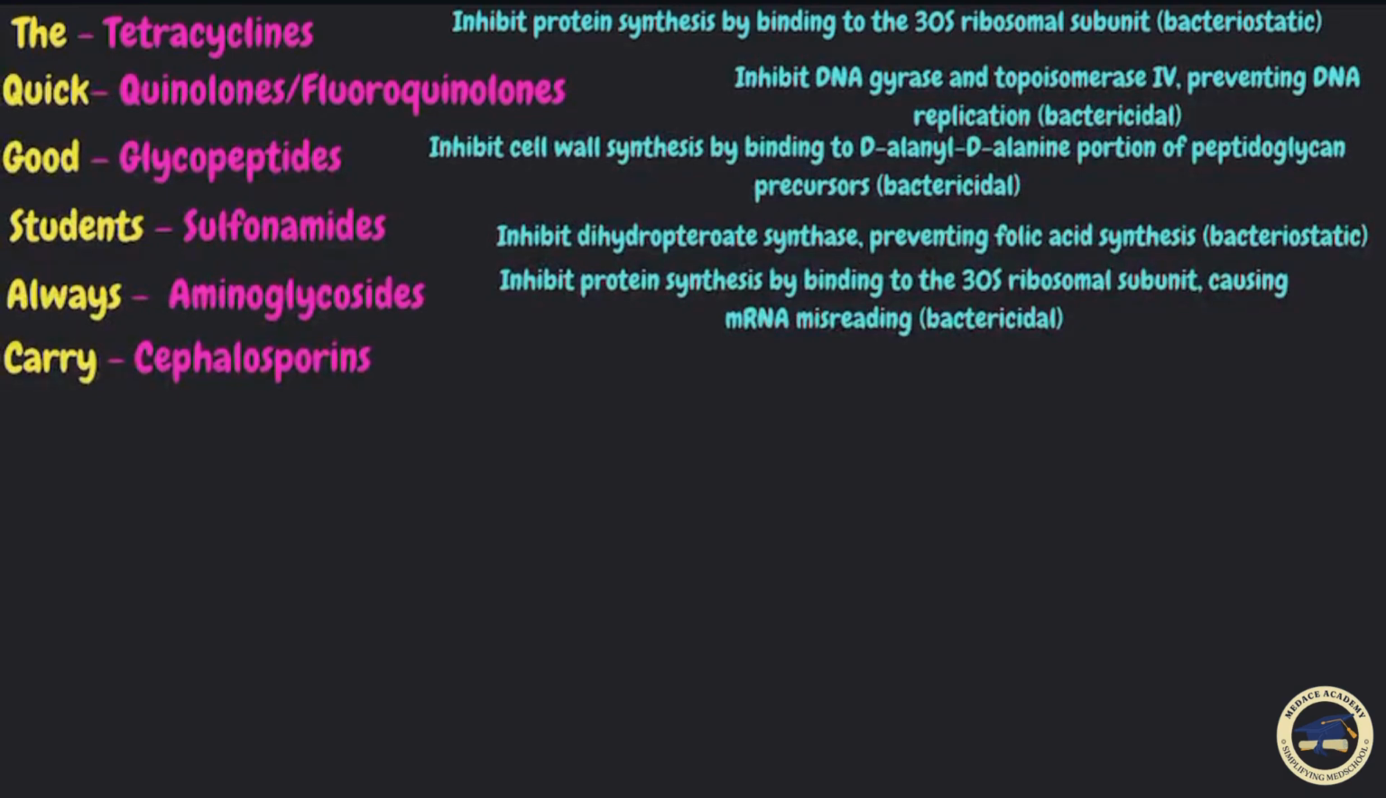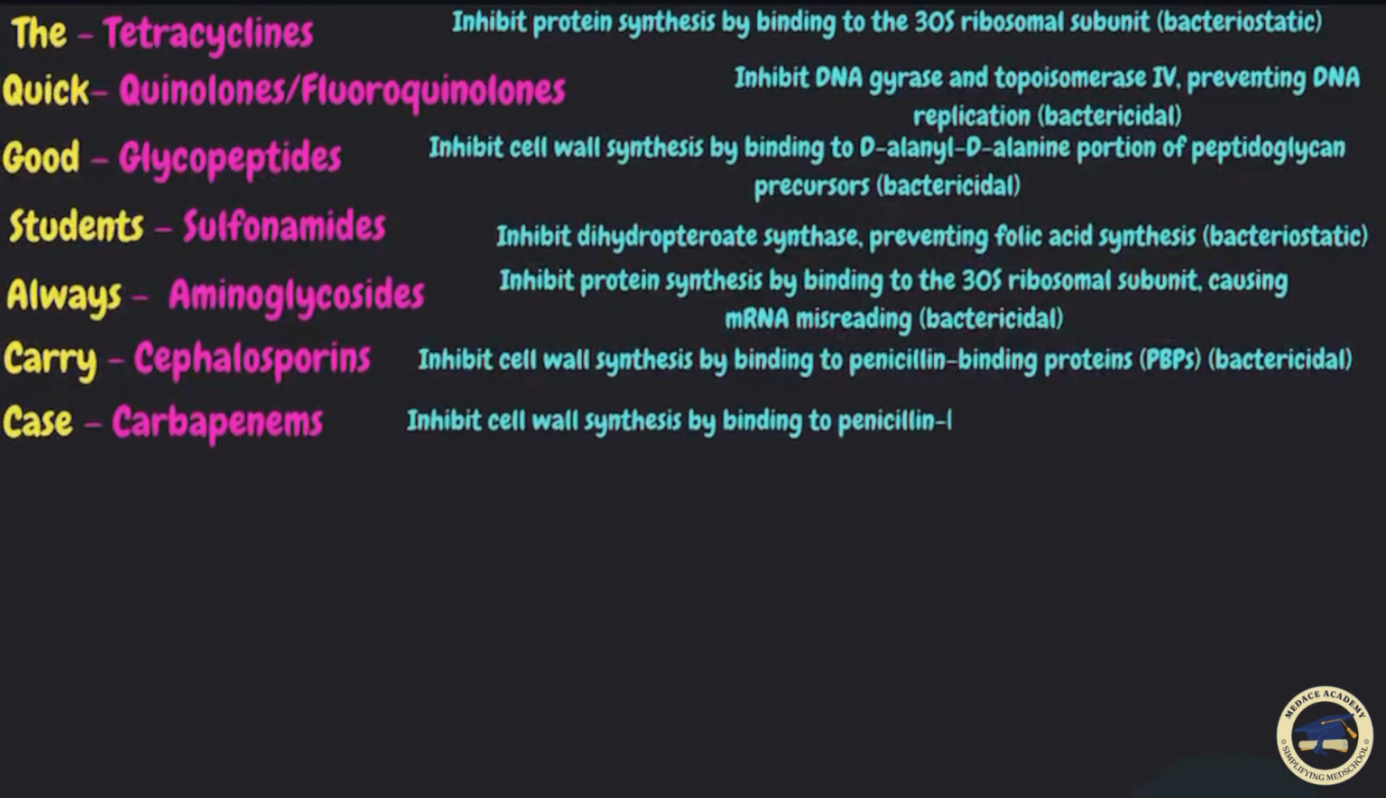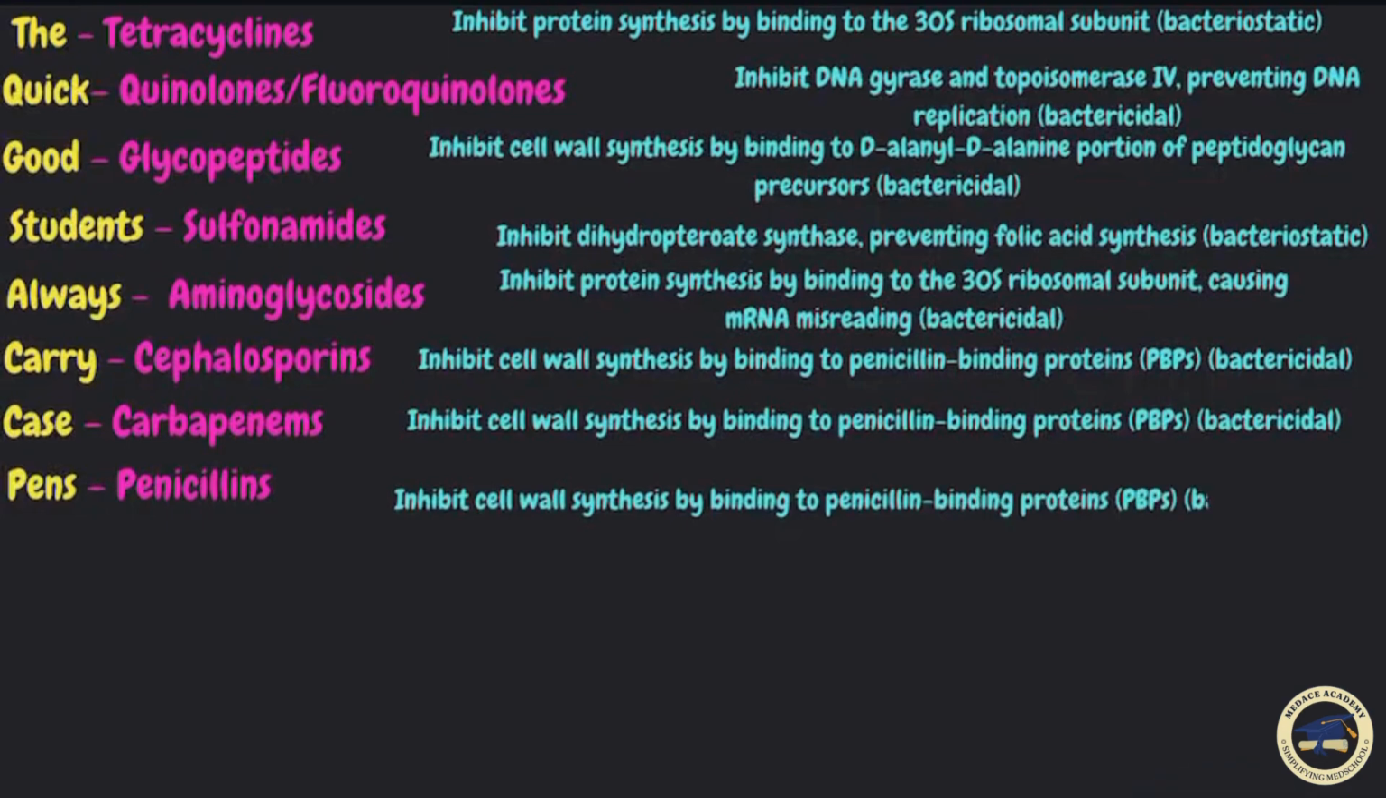Then we have cephalosporins, which work by inhibiting cell wall synthesis, and this is done by binding to penicillin binding proteins. We move on to carbapenems. These will inhibit cell wall synthesis by binding to penicillin binding proteins. We also have penicillins. They are also inhibiting cell wall synthesis by binding to penicillin binding proteins.